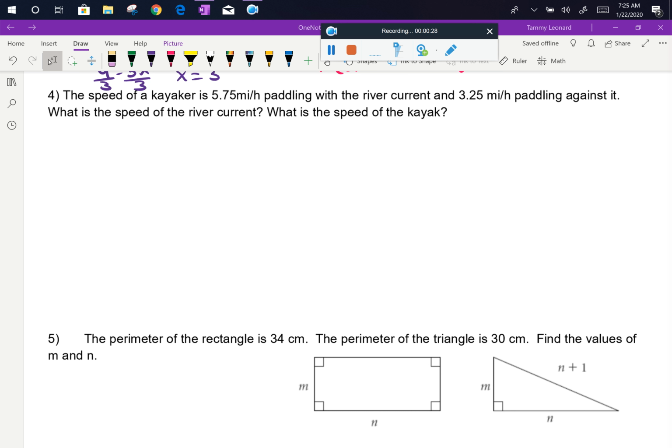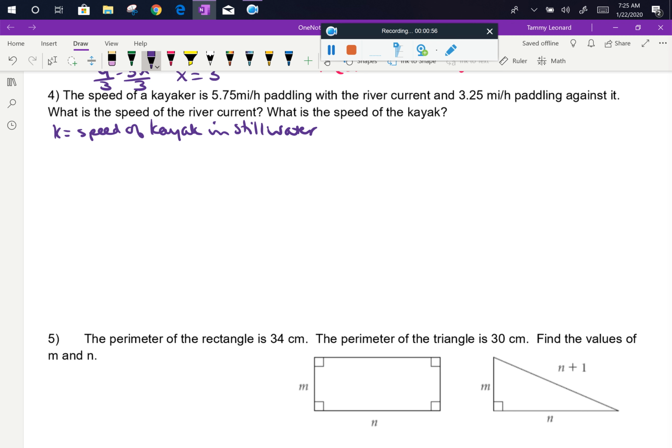So whenever we do a problem like this, we have two speeds. We have the speed that you're traveling as if you were in still water, so that's the speed at which you're kayaking. And then you have the speed at which the water is moving, which can either be working for you or against you. So we're going to let K equal the speed of the kayak in still water.